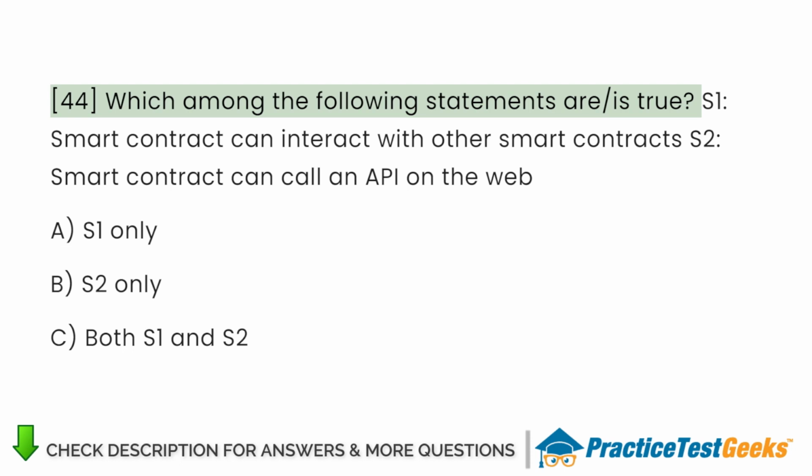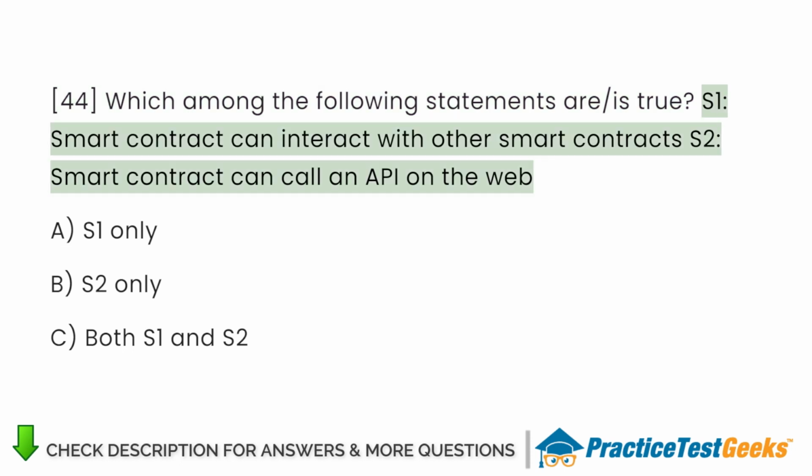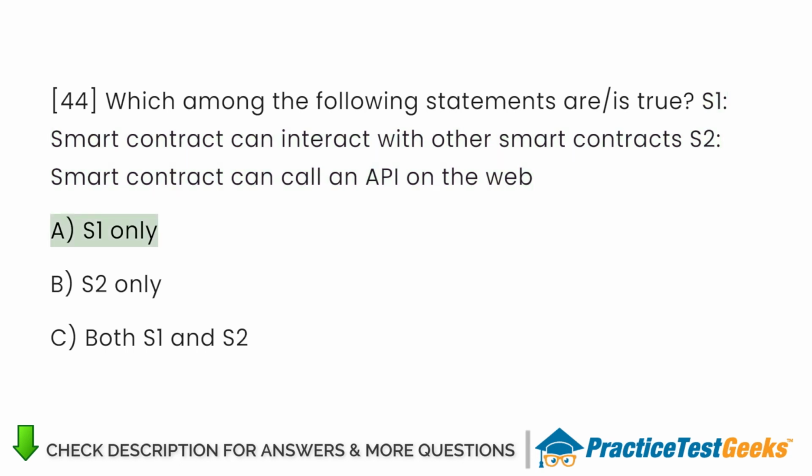Which among the following statements is true? S1. Smart contract can interact with other smart contracts. S2. Smart contract can call an API on the web. A. S1 only. B. S2 only. C. Both S1 and S2.